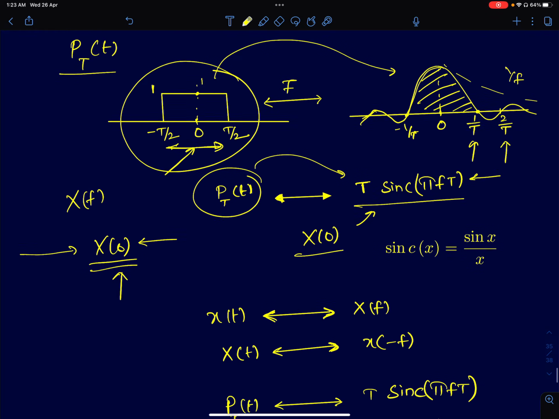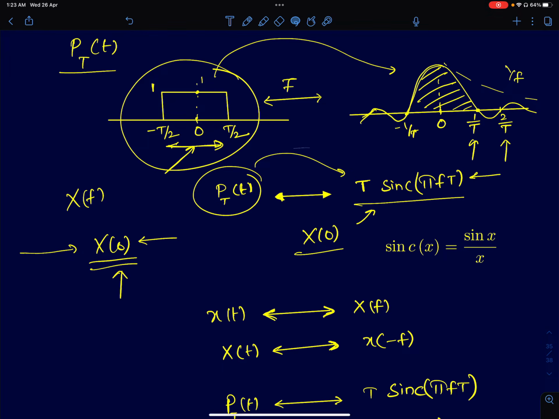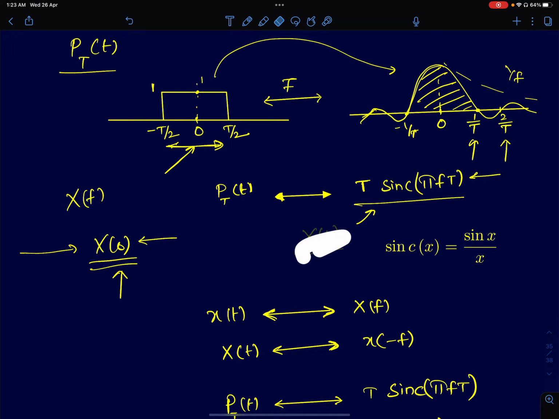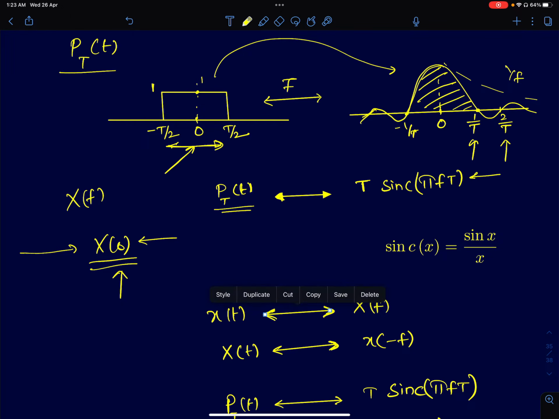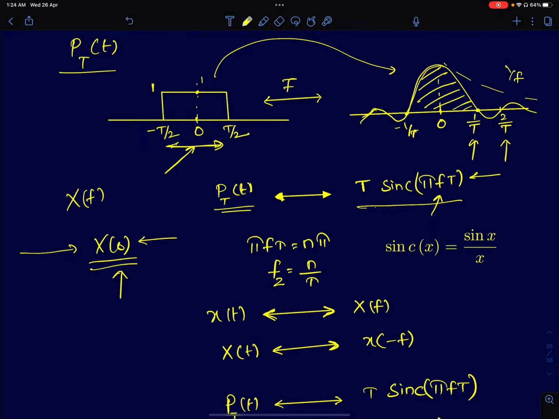Now this is a result that we are going to keep in mind: if I have a pulse signal of width T seconds, p_T(t), the Fourier transform is T sinc(pi f T). You can immediately see that this is sin(pi f T), and the sine function has zeros at n pi, so pi f T equals n pi, which means f equals n by T. So your zeros for this function will be at these values, where n equals 1, 2, 3, 4, and so on.